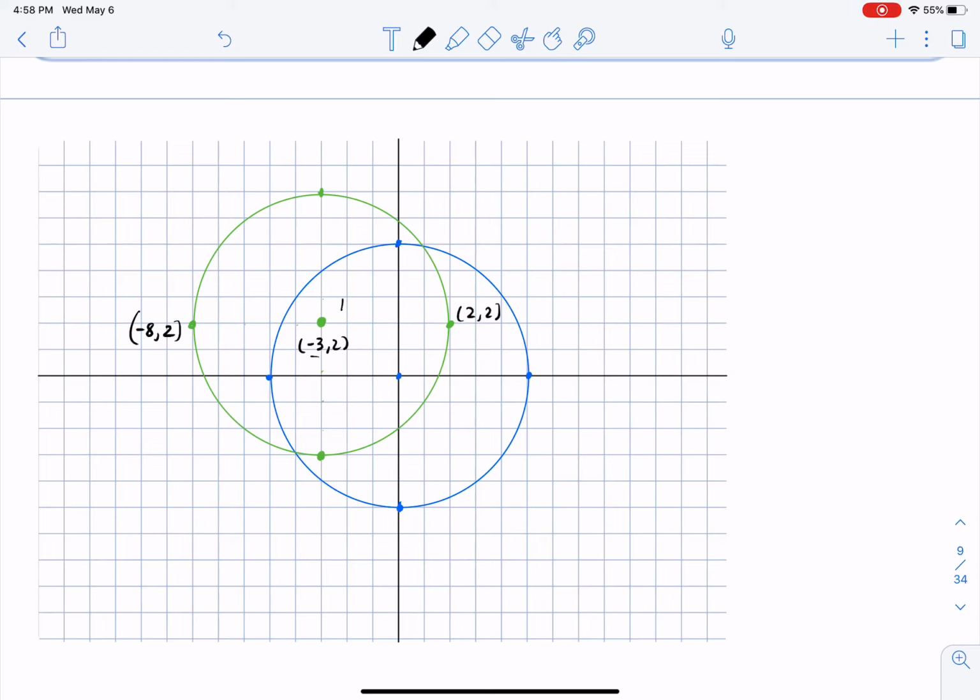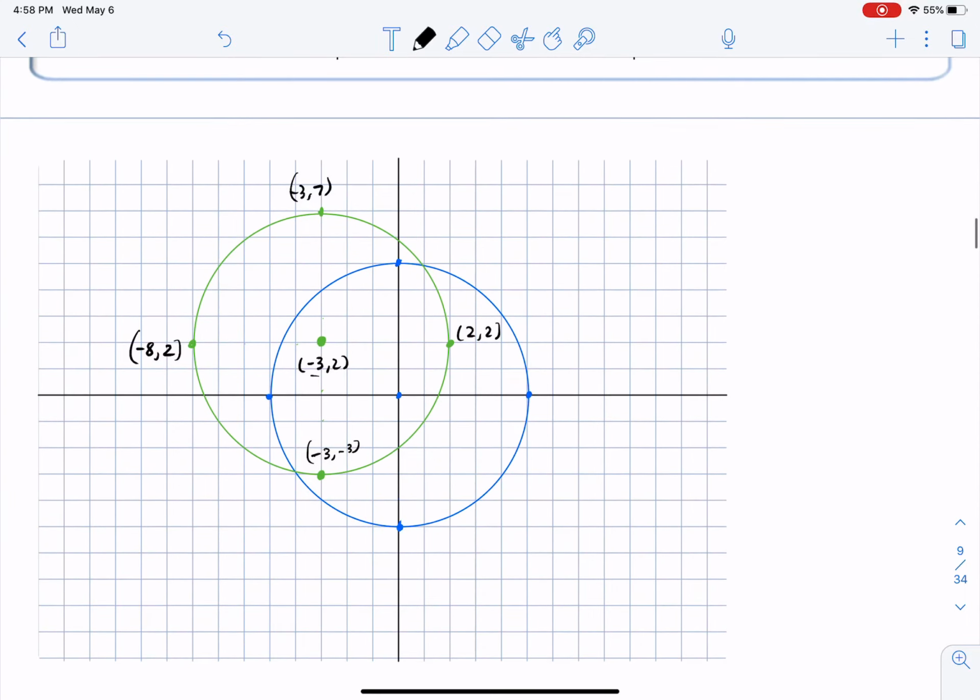And then I can do the same thing going up and down. So this time it's going to affect the y-coordinate. If I go up by 5, it's 2 plus 5, it's at 7, so -3, 7. And then I can go down by 5. This time 2 minus 5 is a -3. Should be at -3, -3. It does look like that's where it's at. All right.